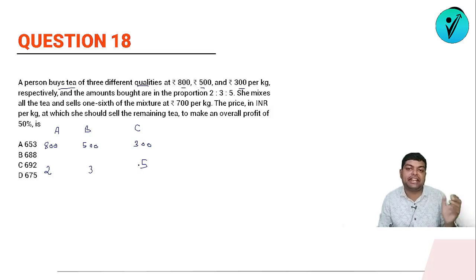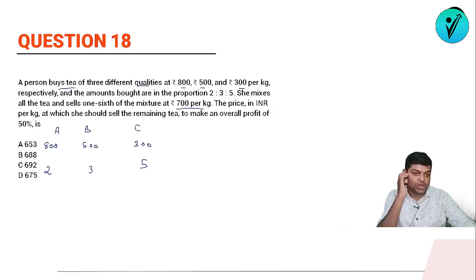आप 200, 300, 500 भी ले सकते हो. Simply we have to maintain this ratio. She mixes all the tea and sells 1/6 of the mixture at 700 per kg. Okay. So first of all, if she will be mixing, so what will be the price of the mixture?